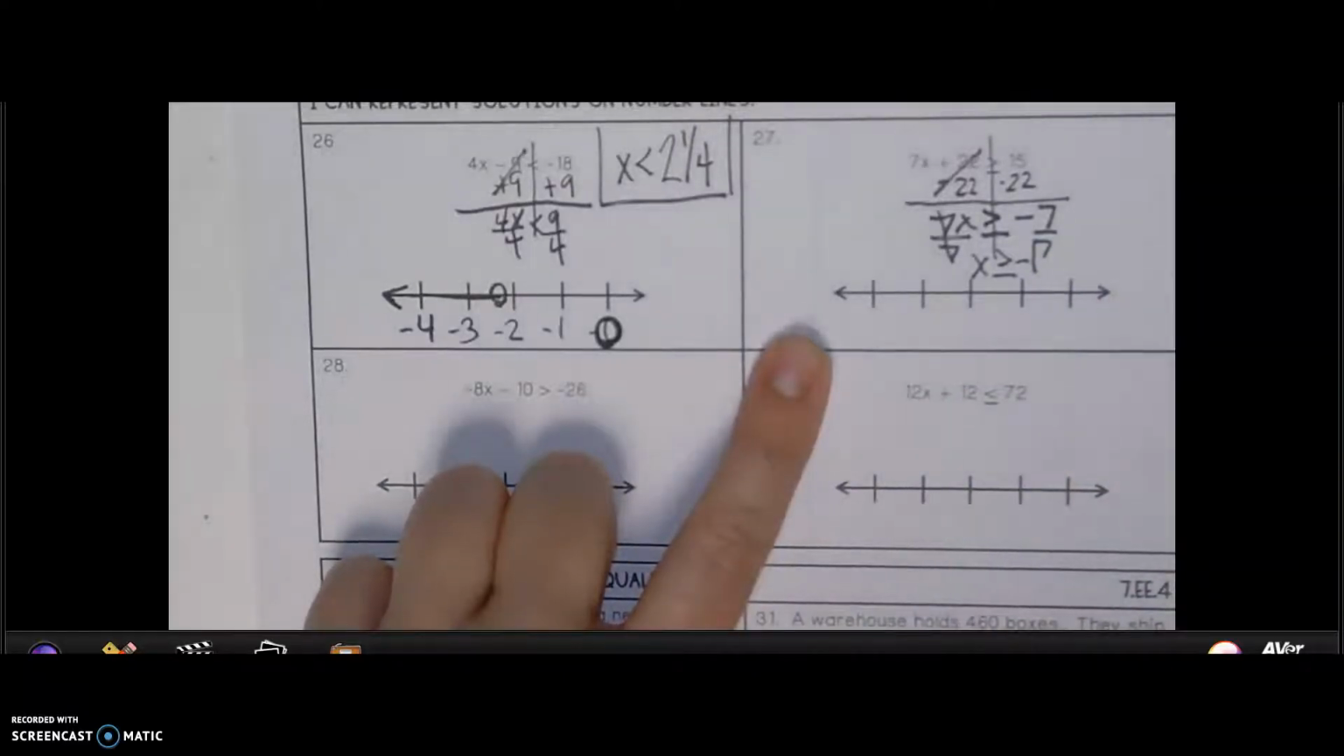I don't have to flip anything because I didn't divide by a negative. Okay, my answer is a negative, but I didn't divide by a negative. So x is greater than or equal to negative 1.